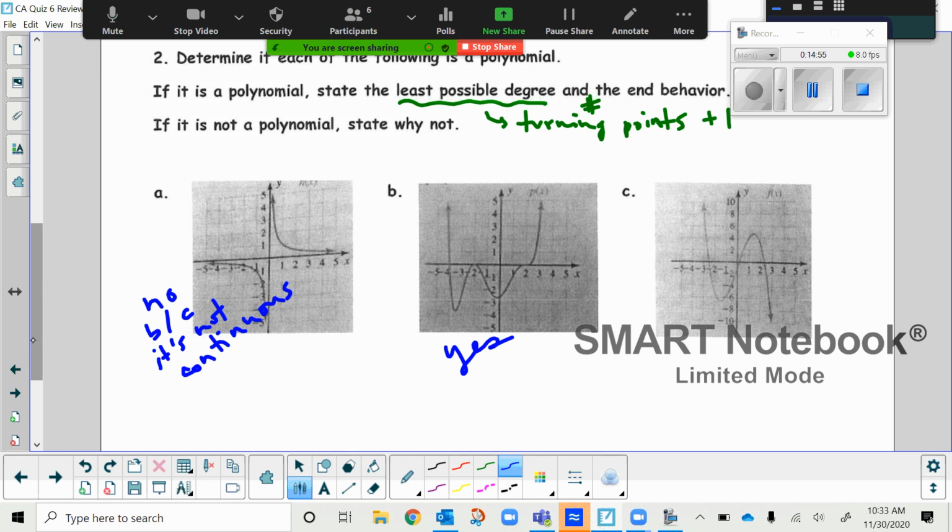I see 1, 2, 3. Technically, we didn't talk about this situation here where it kind of shimmies. So I actually would take a few different answers. At a minimum, I would take the 3 actual turning points where it actually changed direction. And then you add 1 to the turning points and you get 4.